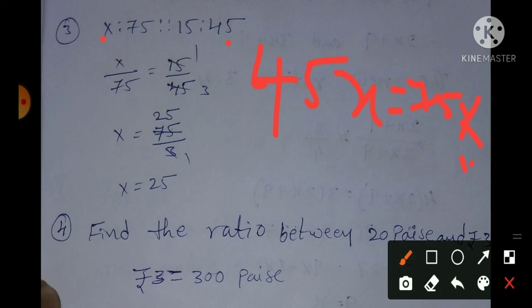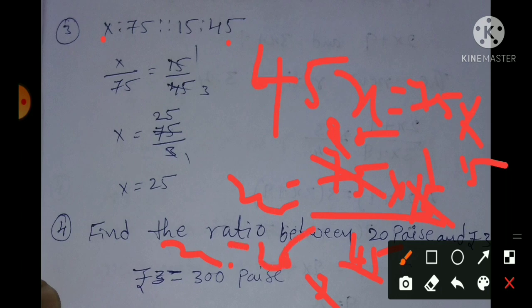Okay, next then x equal to 75 into 15 by 45. 15 ones are 15, threes are 3, ones are 3, 2s are 6, 3 5s are 15. So then x equal to 25. Okay, in this way also we are going to get the same result.